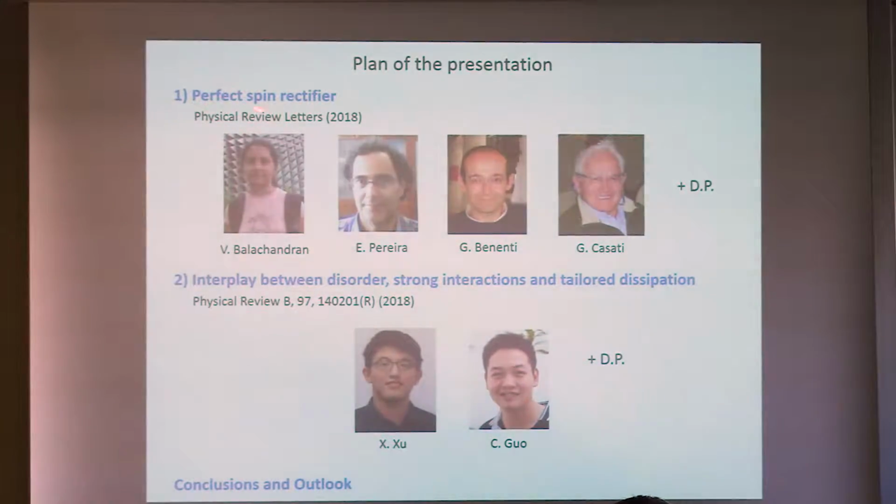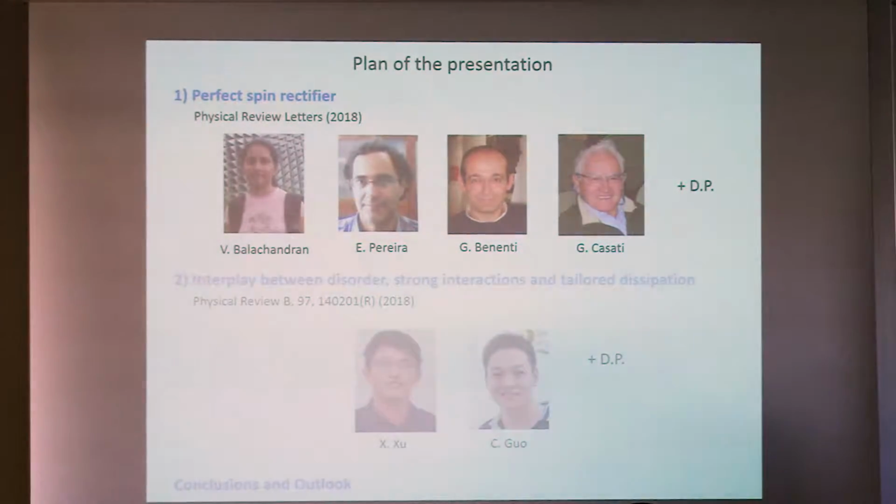First of all, about spin rectification, which I did with some of the collaborators, who are also here, Benenti and Casati. And then another one on many-body localization and dissipation, which we did with one future PhD student, who hasn't started his PhD yet, and one past PhD student who just finished. So let me start with the spin rectification.